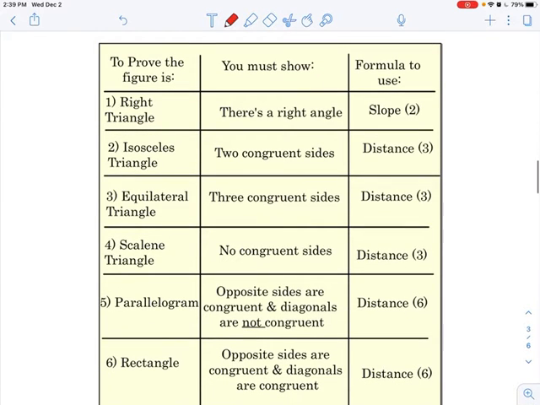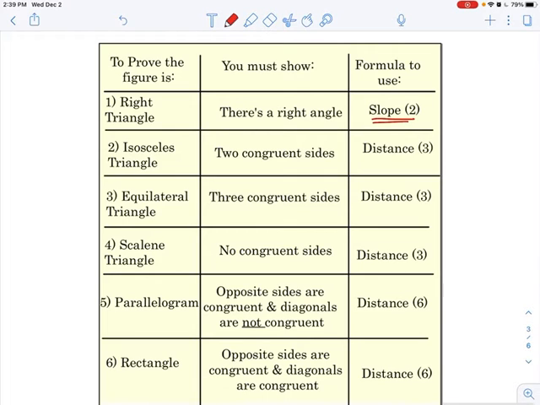So here's the criteria that we're going to use. We're going to be asked to show that maybe something is a right triangle, an isosceles triangle, an equilateral triangle, all this stuff written down the left-hand side. So here's what we're going to have to show. If you want to show that something is a right triangle, what do you need? You need a right angle. How are you going to find a right angle? You're going to use the slope formula. And you're going to have to use the slope formula 2 times. If you can show that there's a right angle, then you're going to have a right triangle.